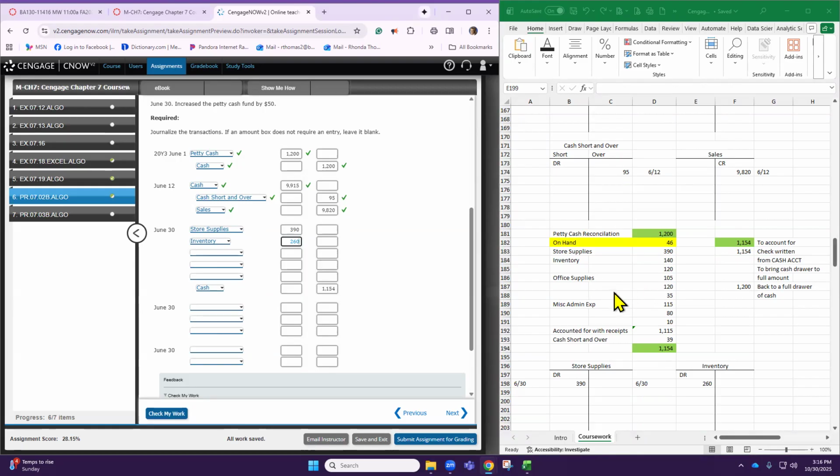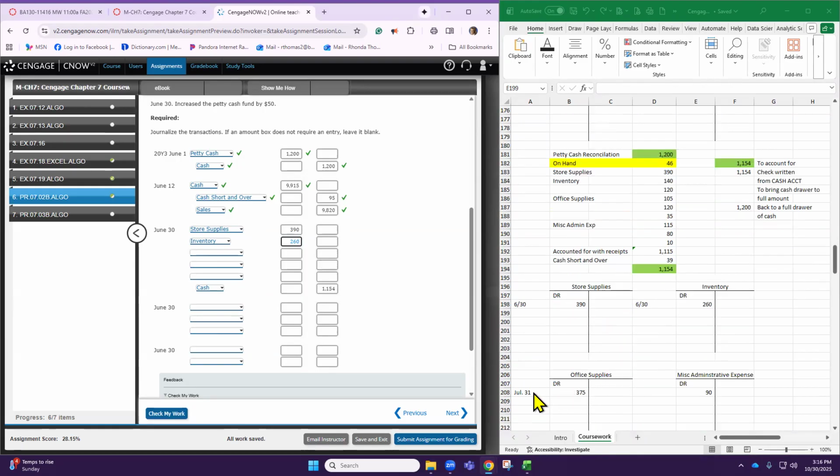Then we're going to do office supplies. So we need to add those three together. And like I said, I'm just putting in the dates here so we can watch this happen. So here we go. We're going to add 105 plus 120 plus 35. So that's 260. Yep, both of those amounts are 260. So we're going to record this as office supplies, 260.